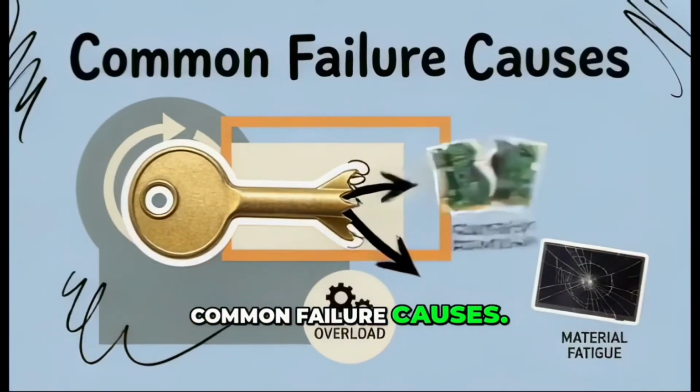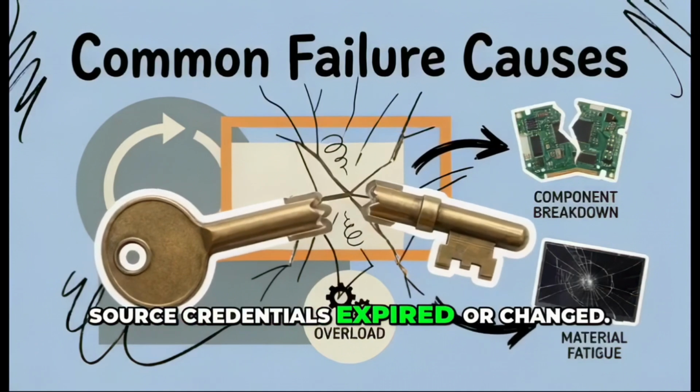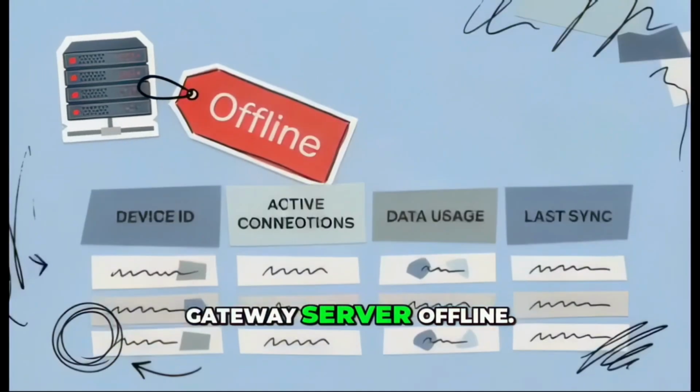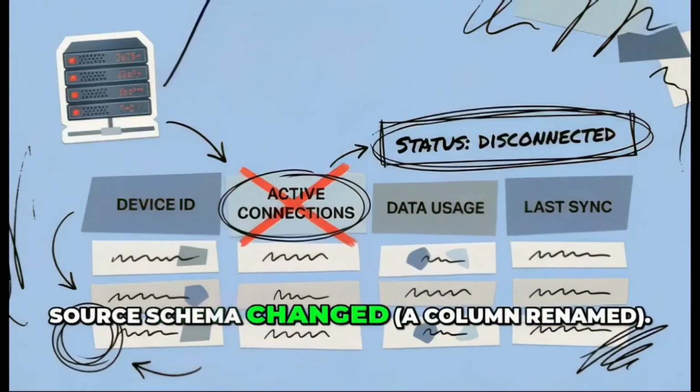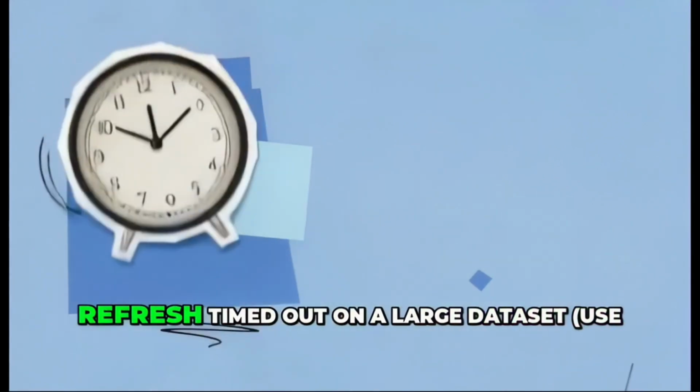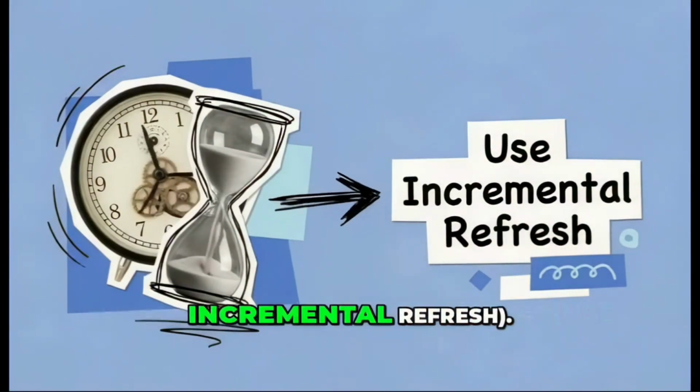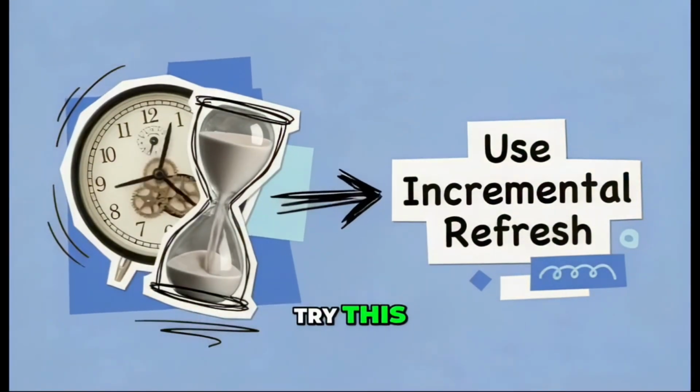Common failure causes: source credentials expired or changed; gateway server offline; source schema changed, a column renamed; refresh timed out on a large dataset. Use incremental refresh. Try this.